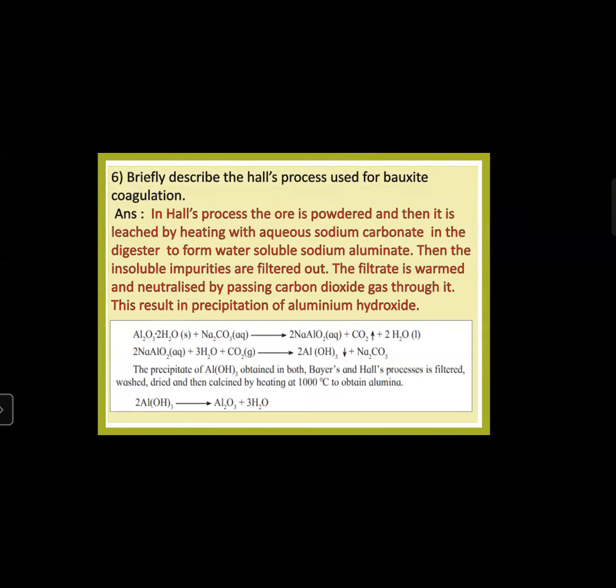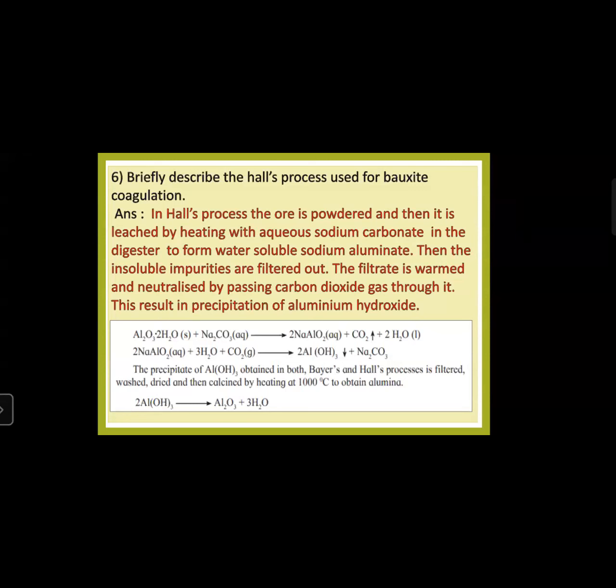So this is the extraction of aluminum, from the metallurgy chapter. There are two types of process for extraction of aluminum: Bayer's process and Hall's process. Bauxite ore consists of Al2O3·2H2O. That is your bauxite ore.